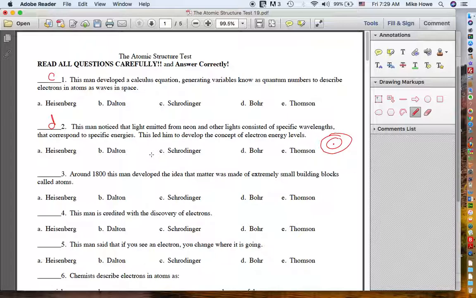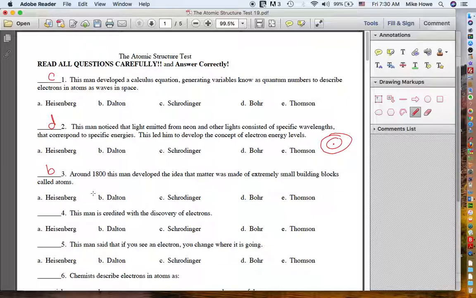Around 1800, the matter was made of atoms. That was Dalton. He was John Dalton, an English school teacher who took the work of other people, a theory from Gay-Lussac and the work of Lavoisier and Proust, and developed the atomic theory. He was pretty much right, except that he said they were all identical, and now we know about isotopes, which are different because they have different neutrons. But other than that, Dalton was correct.